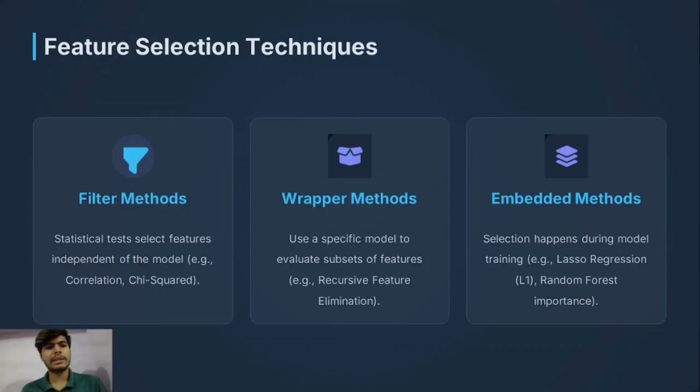The feature selection techniques are filter methods, wrapper methods, and embedded methods. For filter methods, statistical tests select features independent of the model. Example: correlation, chi-squared. In the wrapper method, use a specific model to evaluate subsets of features. Example: recursive feature elimination. In the embedded method, selection happens during model training. Example: lasso regression L1 and random forest importance.